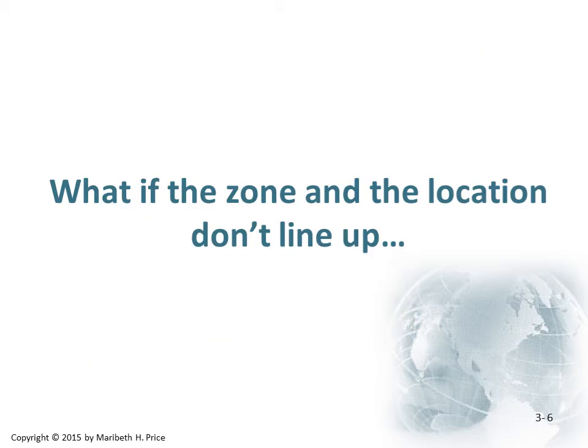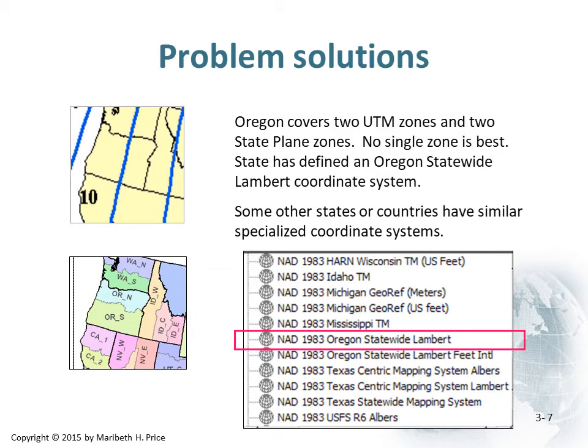What if the zone and the location don't line up, like I said earlier? There are different solutions. Here we're going to cover a couple examples. Oregon covers 2 UTM zones and 2 state plane zones, so there's not an obvious solution that it should be in state plane or it should be in UTM, so that means we have to change one or the other to modify it to be the best choice we have, or a better choice. So how do we do that? Well, it could be there's already one out there, like the Oregon statewide Lambert, that's been set up to be that thing we're looking for, or we might end up making our own.